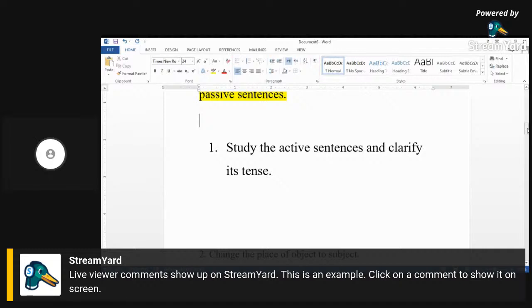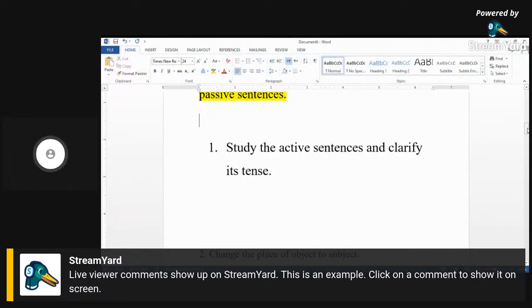I can say for you guys that there are two types of rules for changing active into the passive voice. Once we have general rules that will apply for all the tenses. The second one is, we can say, specific rules that we have for specific tenses.